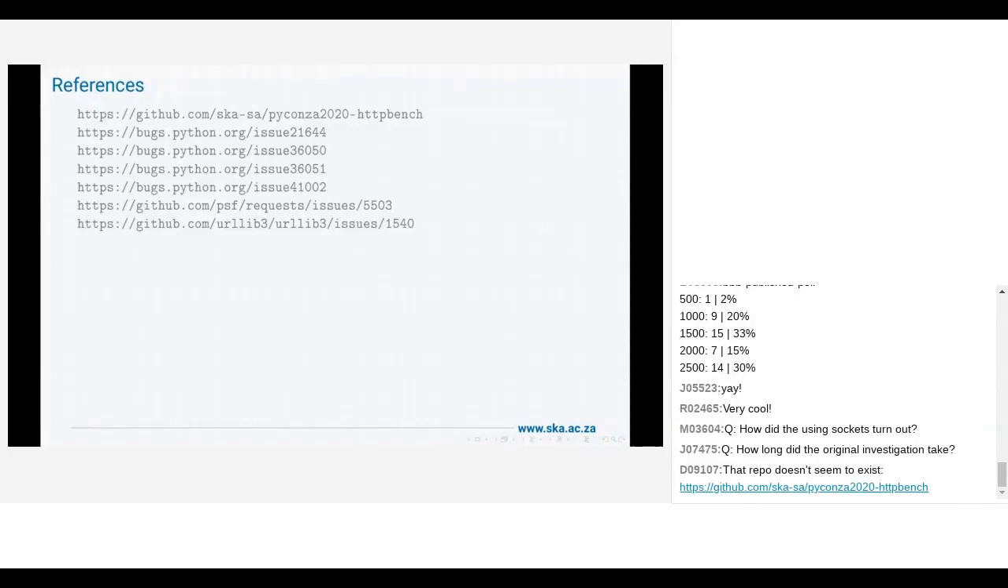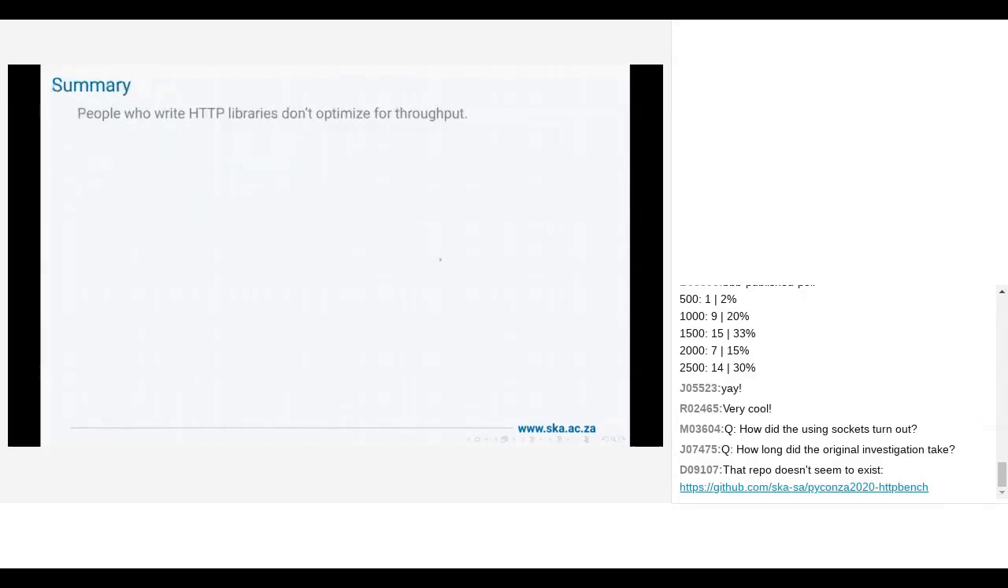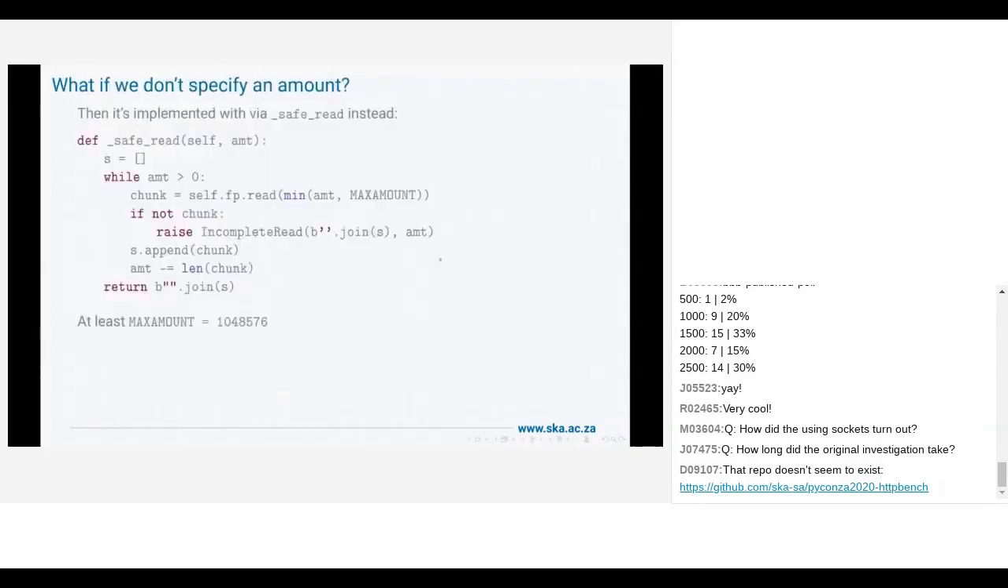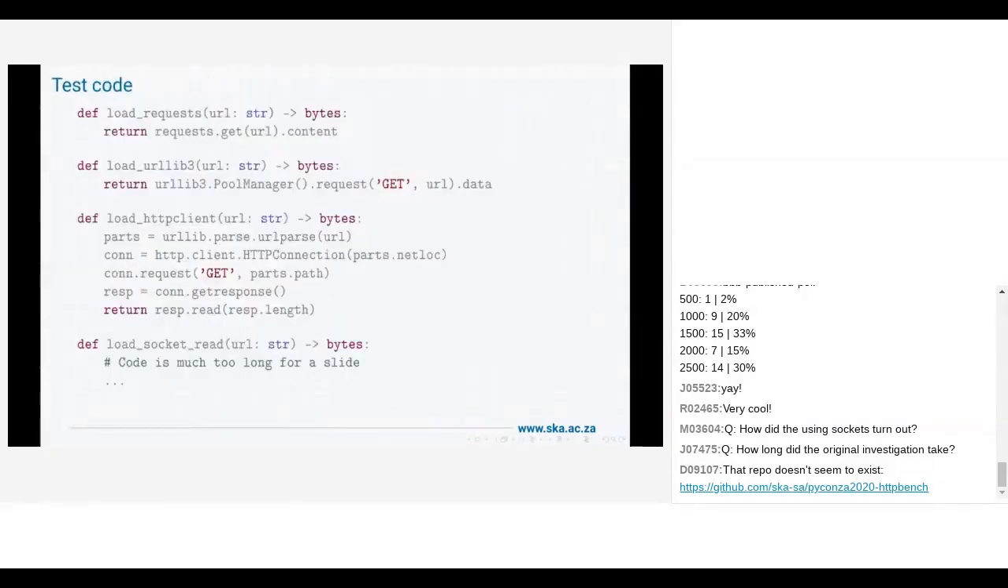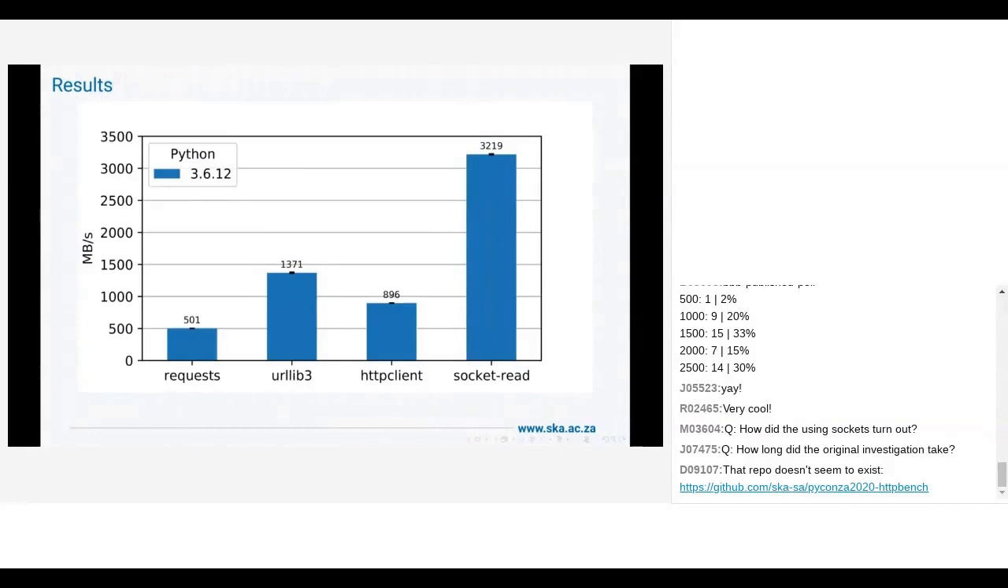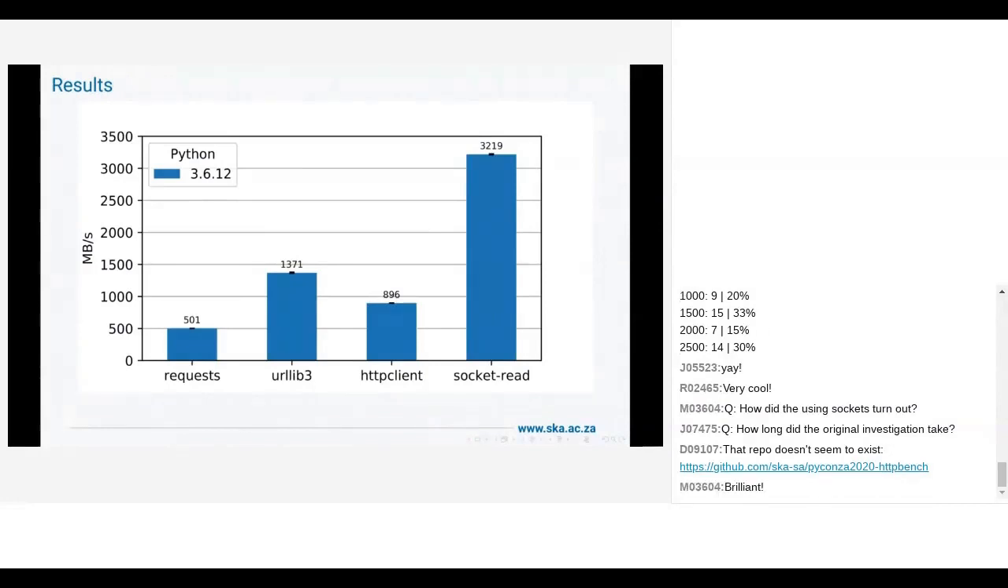Another question from Paul. How did using sockets turn out? You mean working directly with sockets? Well, that was on a slide right near the beginning. So there, that slide. You see what we achieved at the end was just over 3 gigabytes a second, which is pretty close to what working directly with the sockets would have given you. But that's not really a flexible solution because I was hard coding all the request headers and hard coding what I expected the response headers to be and not dealing with authentication or anything.